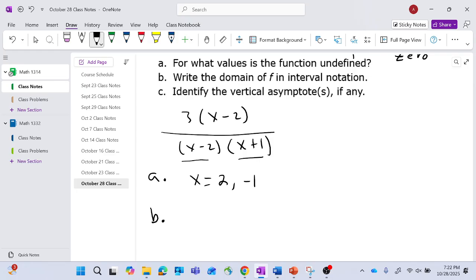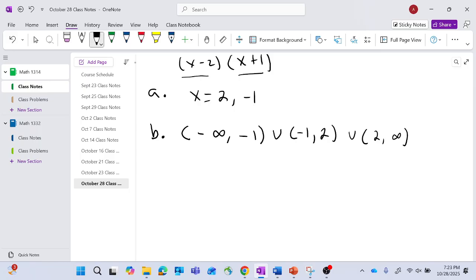For B, if I write my domain in interval form, your domain will be everything but where you're undefined, which is 2 and negative 1. So to write your interval notation, you start from negative infinity. You go to the smaller of the two, which is negative 1. Then it's negative 1 to 2. Then 2 to infinity.